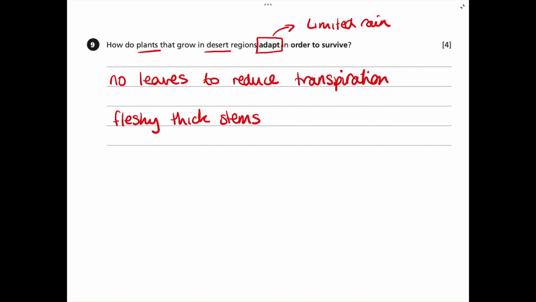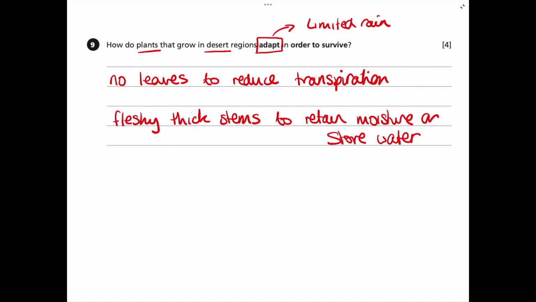And this is again so that they can store water in the stem. So when it rains, they can store water here, and it means that if it doesn't rain for a long time, they have this store that they can keep. So this is to retain or store water.